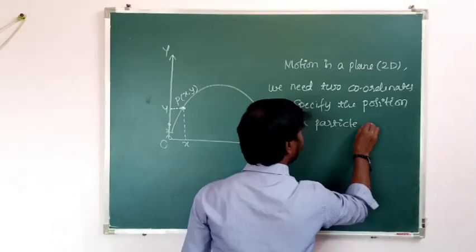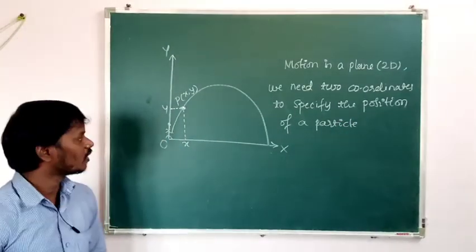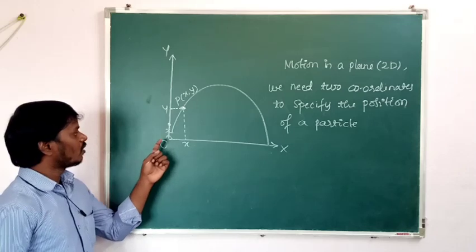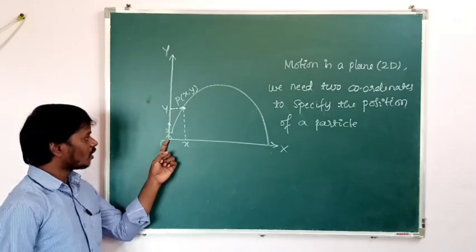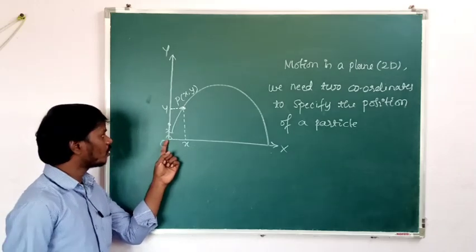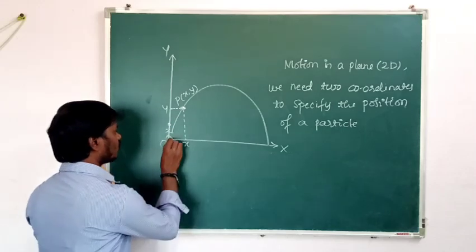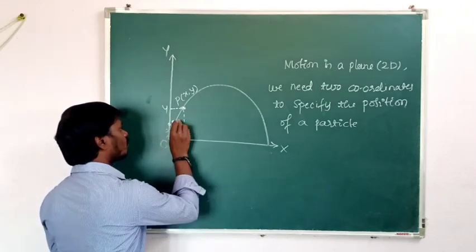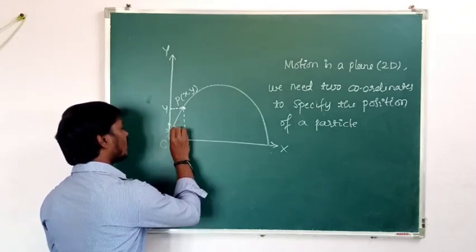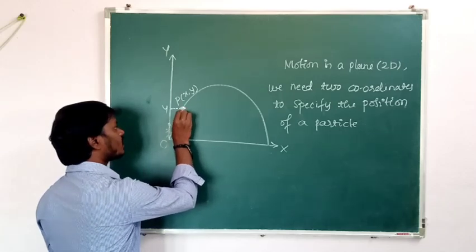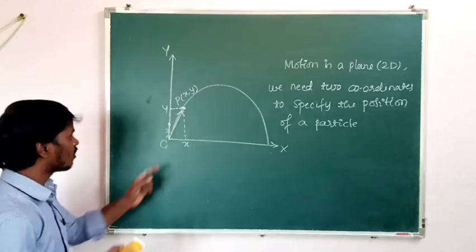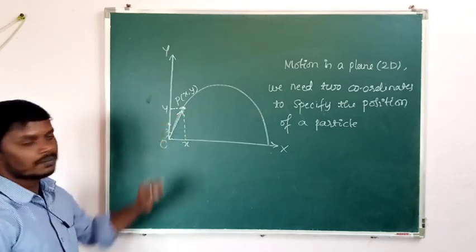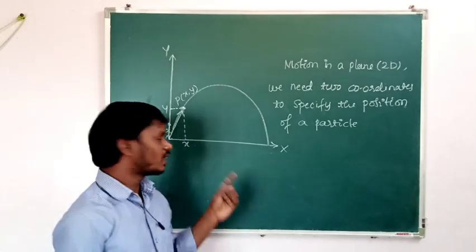X and y. Then we are going to draw the line vector from the origin to the position of the object. That line vector is called the position vector, and this line vector is also called a directed line segment because this line is directed from O to P. Okay, so it is called the position vector.